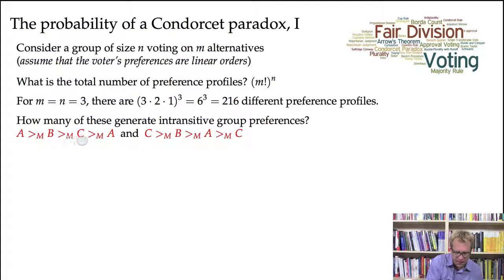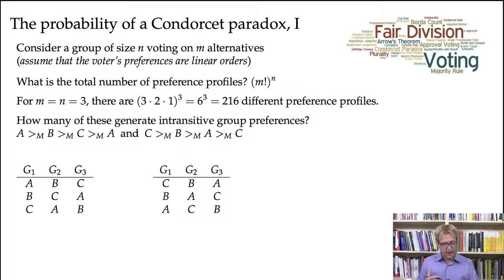First is A above B above C above A, and the second is C above B above A above C. Those are the only two possible intransitive group preferences. And then we have to ask, which preference profiles could possibly generate these intransitive group preferences? Here are the two preference profiles that could possibly generate these two Condorcet cycles.